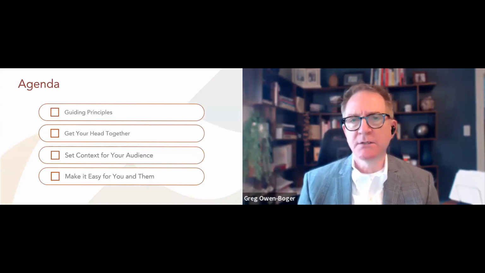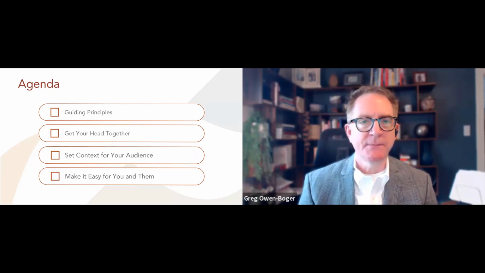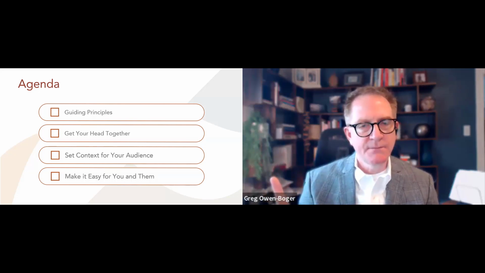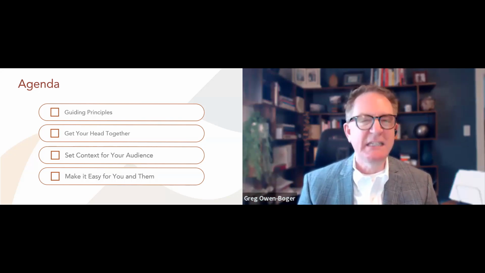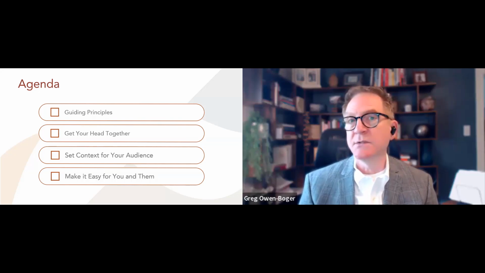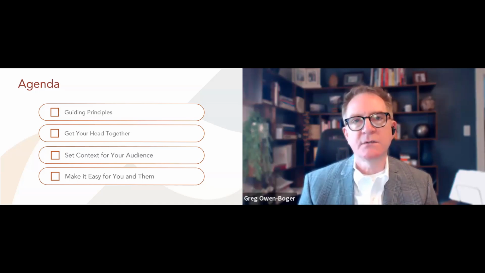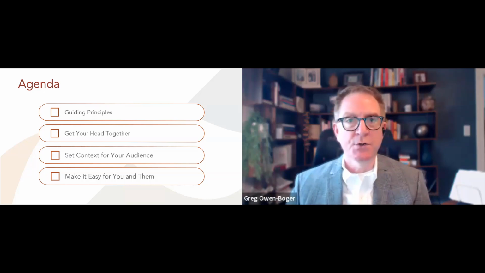Our agenda for this hour looks like this. We are going to work through some guiding principles of effective communication. Then we're going to switch gears and work on some audience analysis and content analysis. In other words, getting your head together before the presentation starts. Then we're going to switch to a concept we call framing. In other words, setting context for your audience so that you are answering the questions, what are we talking about and why? And then we will talk through some skills, techniques, and insights for making it easy, both for you as the SME, the presenter, and then also for your audience members.